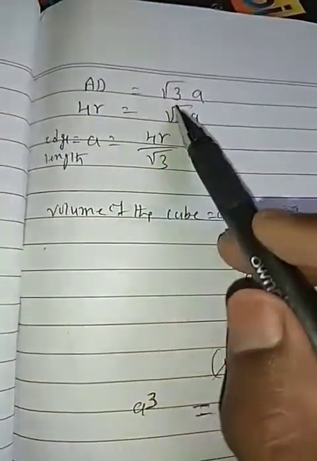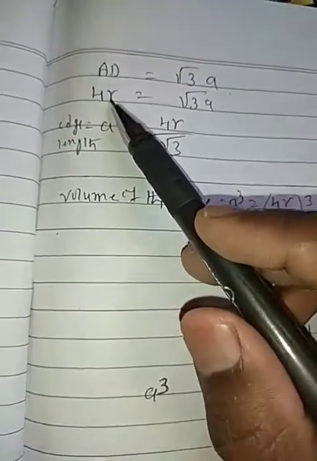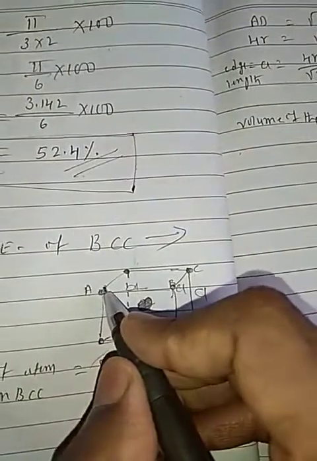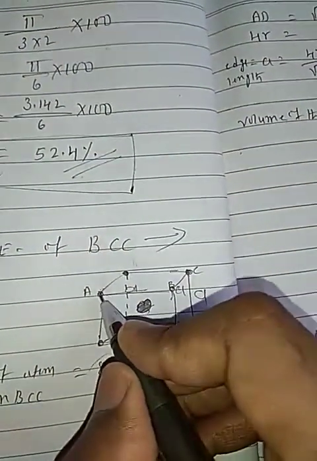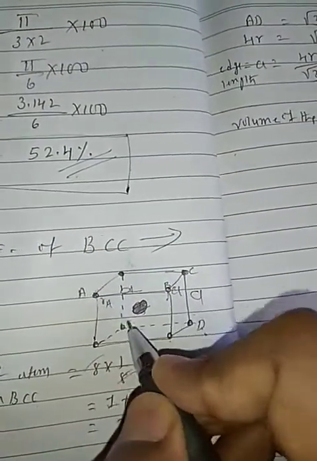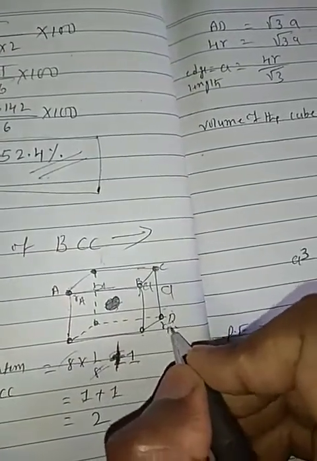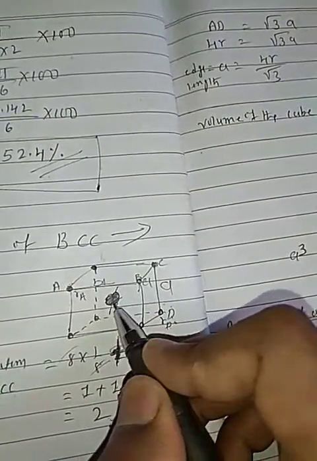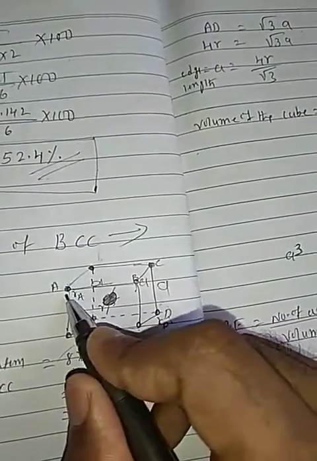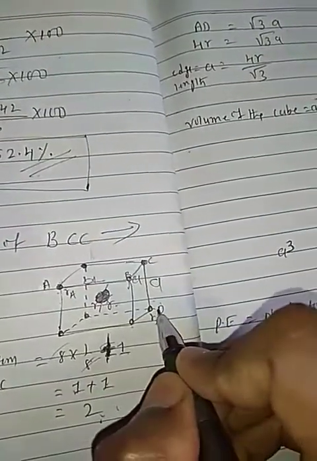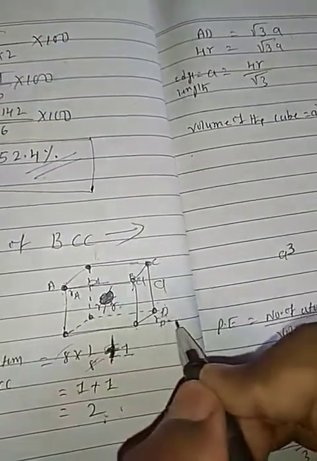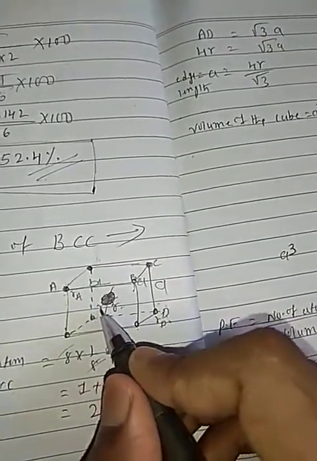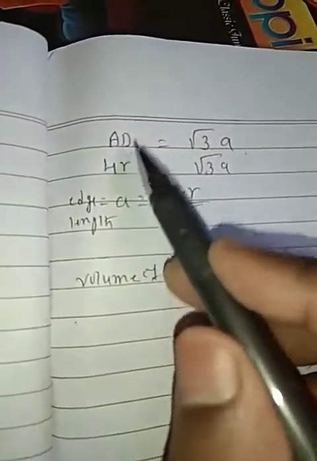So AD is equal to root 3 A. AD means 4R. Why do we consider 4R? Because here this is radius RA and this is radius RD, right? And these central atoms are contributing half R to A and half R to D. So calculate, friends, how many radii are there here? 1, 2, 3, 4. 4R. So that's why we are using the AD value here. We are using 4R here.